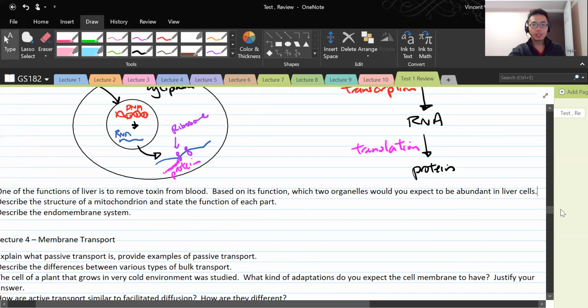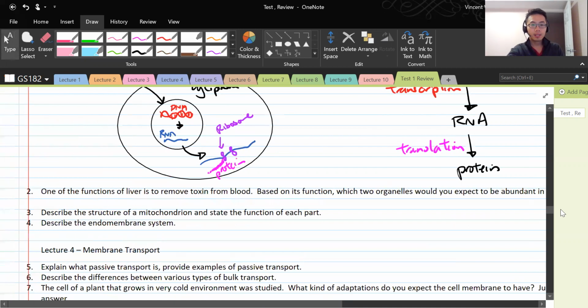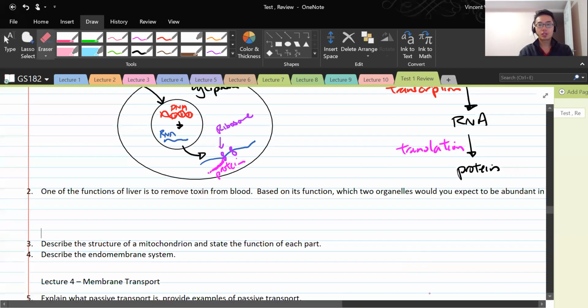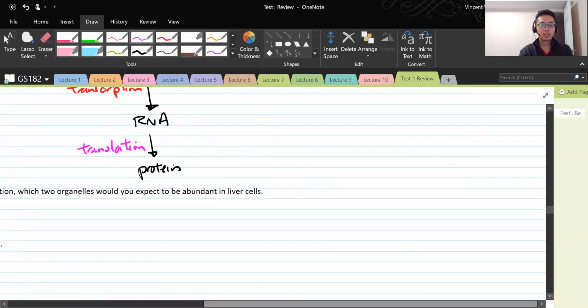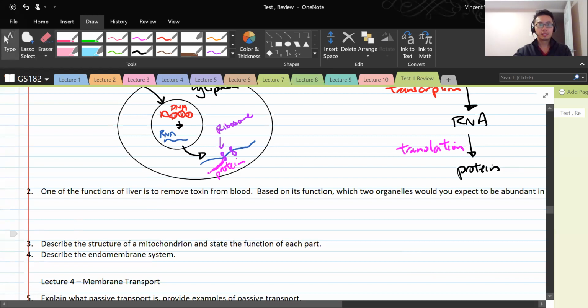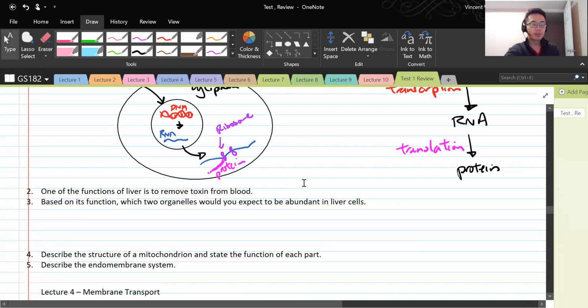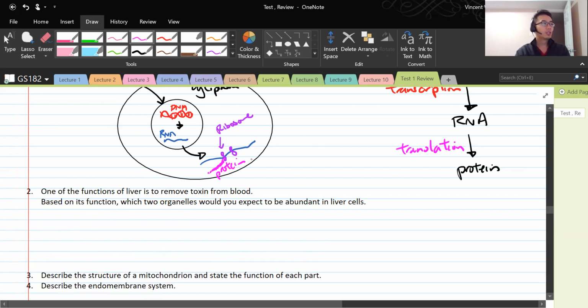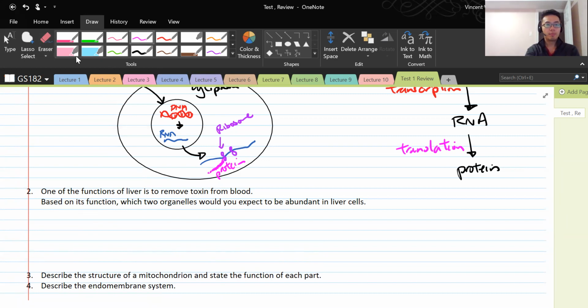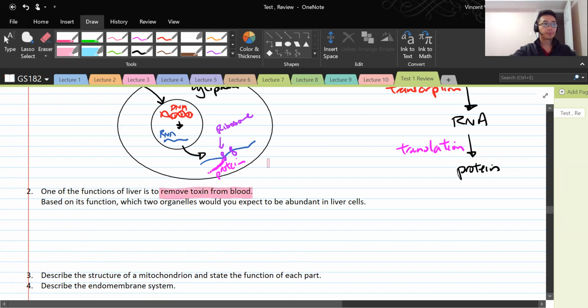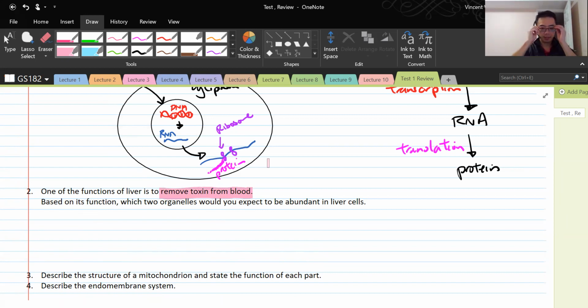One function of the liver is to remove toxin from blood. Based on this function, which two organelles would you expect to be abundant in the liver cell? Okay. Which two organelles? Anybody? I'm looking for two answers here. Remove toxins from the blood. What two organelles will be abundant in a liver cell? You will find a lot of them.